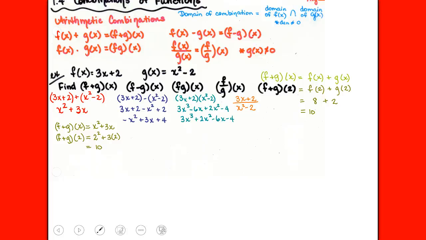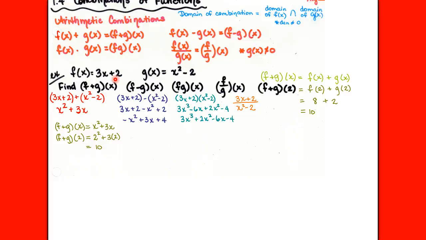All right, then let's talk about the domain of those combinations, because we said that was the part that was going to be a little more difficult for us. So if I want to find the domain of the combination, I'm going to need to find the domain of f of x and the domain of g of x and see where they overlap. All right, so let's start with f of x. If I'm looking at 3x plus 2 and I'm trying to find the domain of that function, what is the domain of 3x plus 2?